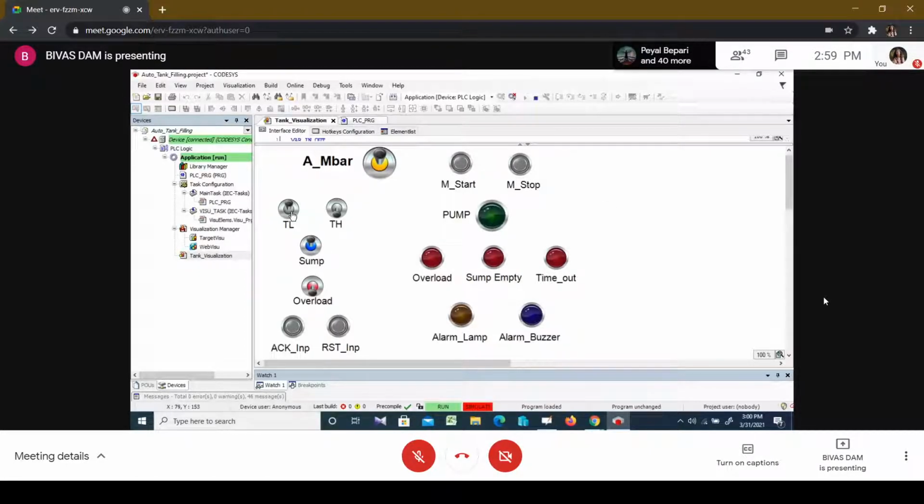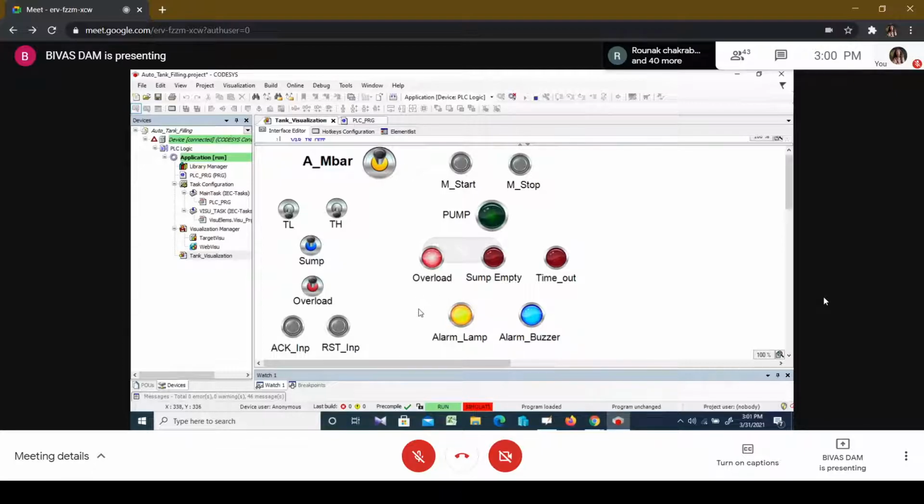Now, if I make this 0, what will happen? If the TL is now made 0, what will happen in the auto mode? Pump will start. See, pump has started. Now the overload condition is there. Overload indicator is giving you light. Alarm has started blinking. This alarm buzzer has started giving you sound.